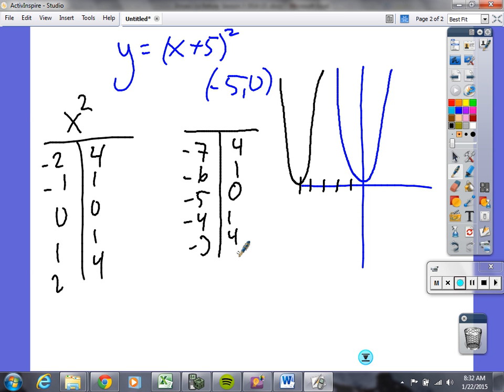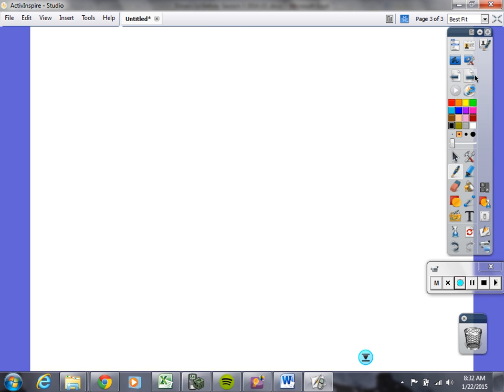Okay? With me? So one thing I always like to say, anything on the inside here, let's do one more example before we do it. Okay? Now I'm going to do my parent function again. Parent function is just what it looks like with nothing done to it. That's just the x squared. And this is what it looks like, right?